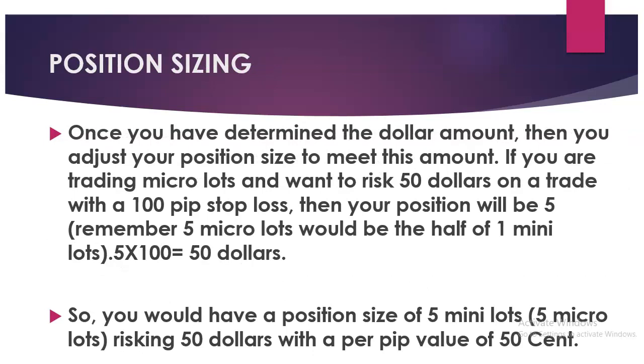Okay. So once you have determined the dollar amount, then you need to adjust your position size to meet this amount. If you are trading micro lots and want to risk $50 on the trade with a 100 pip stop loss, then your position size will be 5 micro lots, risking $50 with a per pip value of 50 cents.